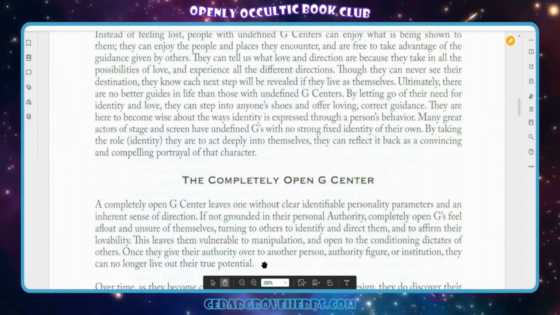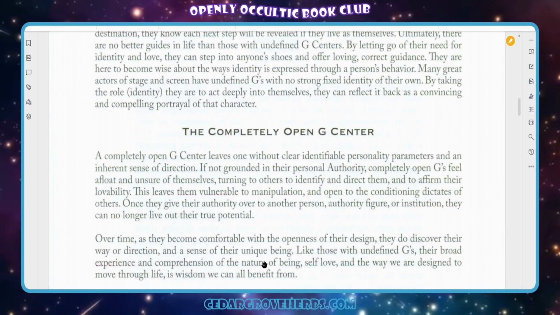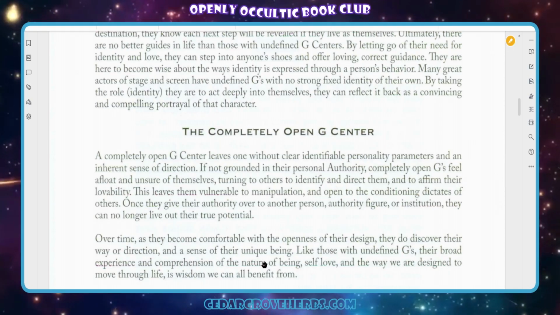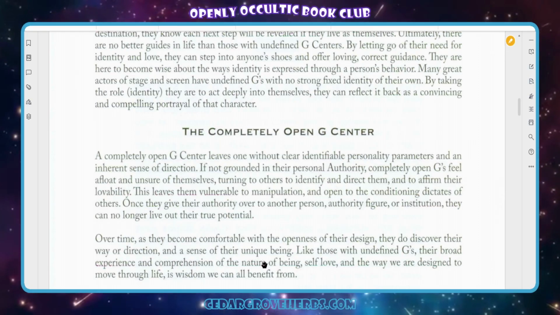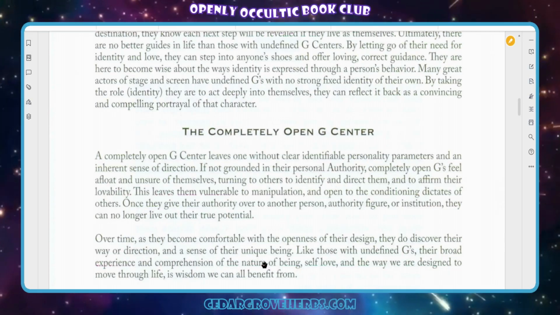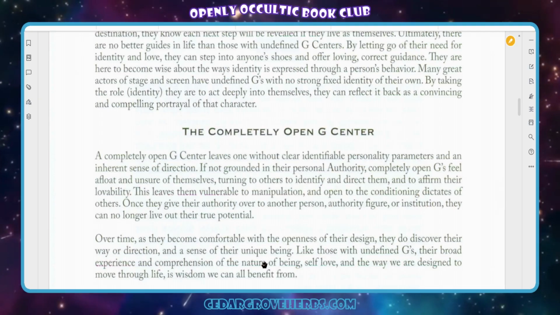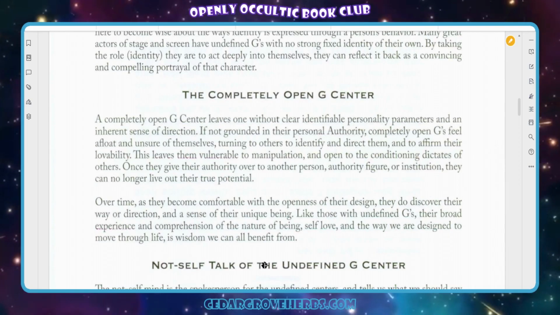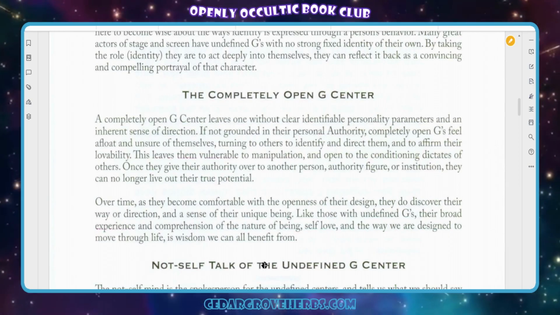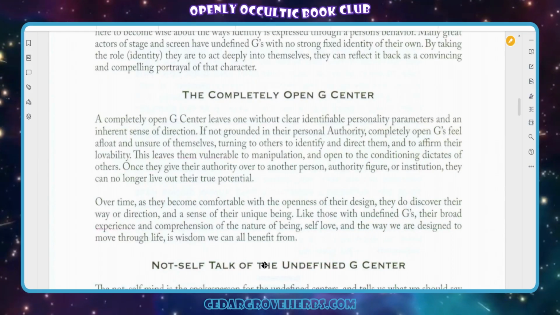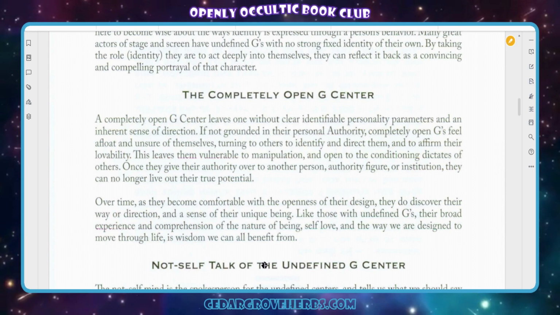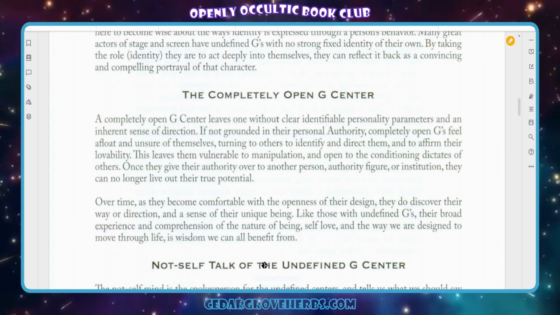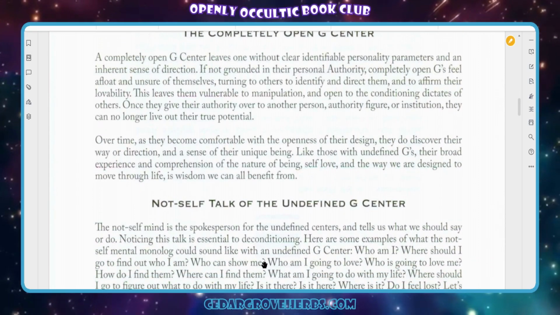A completely open G center leaves one without clear, identifiable personality parameters and an inherent sense of direction. If not grounded in their personal authority, completely open Gs feel afloat and unsure of themselves, turning to others to identify and direct them, and to affirm their lovability. This leaves them vulnerable to manipulation and open to the conditioning dictates of others. Once they give their authority over to another person, authority figure, or institution, they can no longer live out their true potential. Over time, as they become comfortable with the openness of their design, they do discover their way of direction and a sense of their unique being.